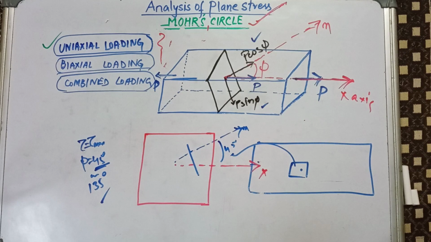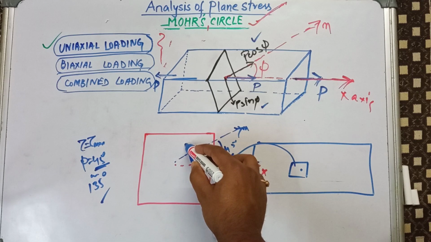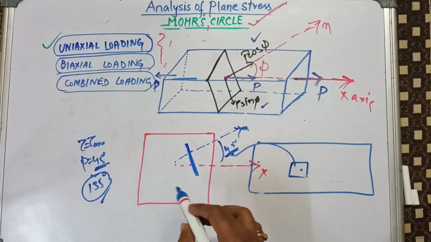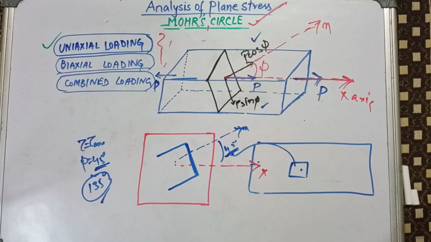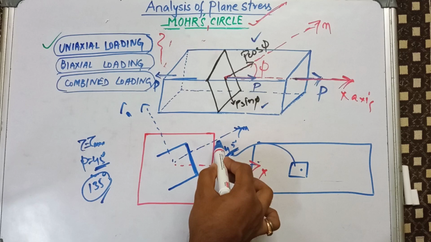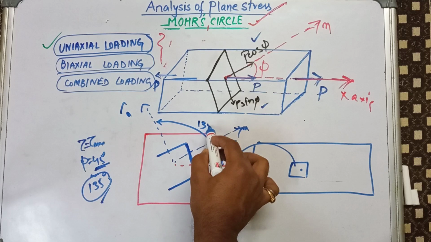Is it clear? There will be another plane whose normal is making an angle of 135 degrees. There also the shear stress is maximum. That means if this is the plane whose normal is making 45 degrees with the x-axis, this plane will be 90 degrees to this. So this will be that plane and this will be that plane. You can observe that if you draw the normal, let me write the normal of this as n dashed, then what is this total angle? This much is 45 degrees. What is this total angle? This is 45 plus 90, 135 degrees.